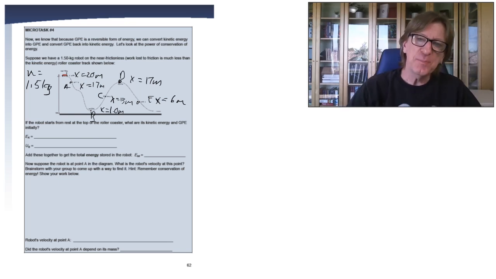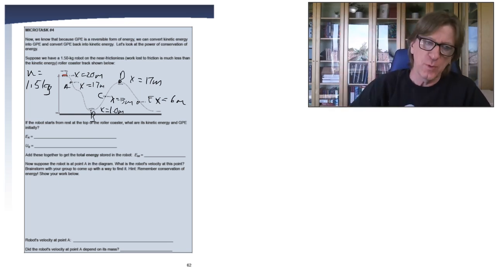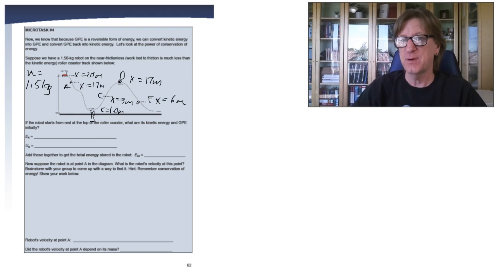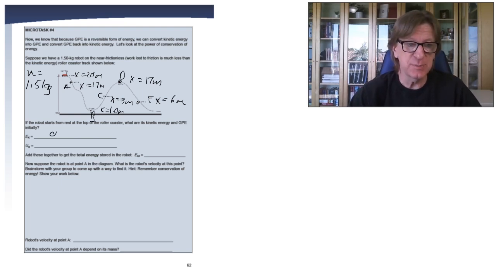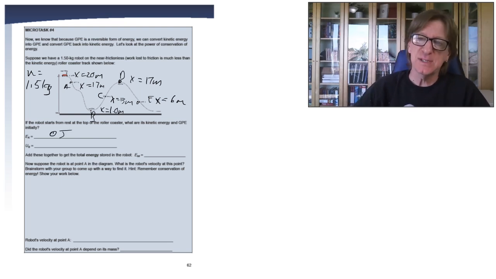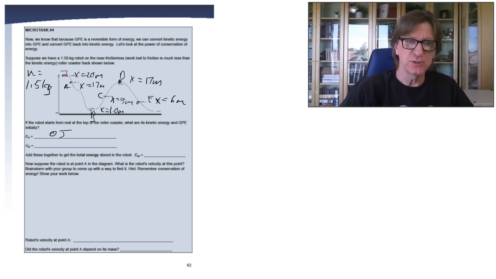At the top of the ramp, at the top of the roller coaster, the robot's just sitting there. All right, what is its kinetic energy? Is it moving? No, so its kinetic energy is simply 0 joules. How about its potential energy, its gravitational potential energy?